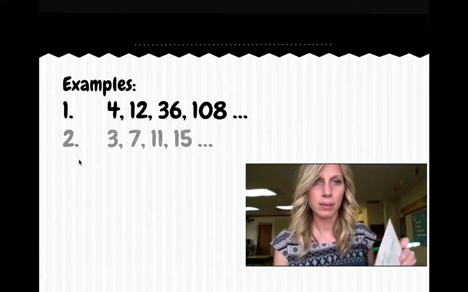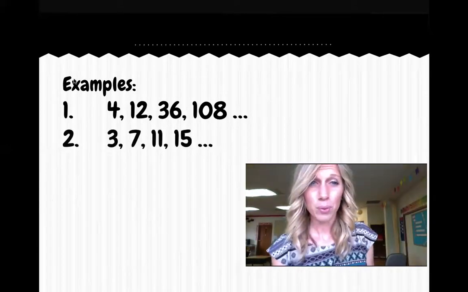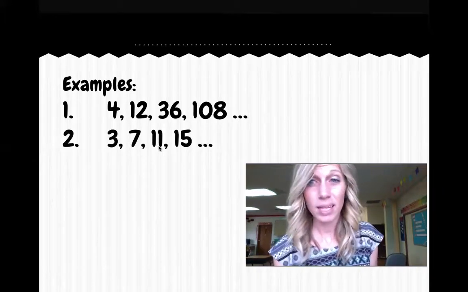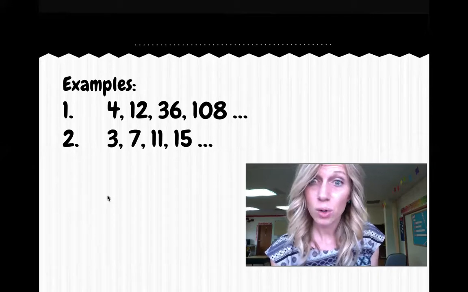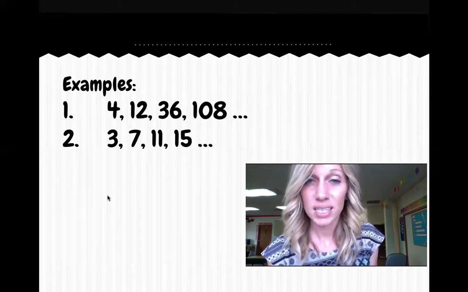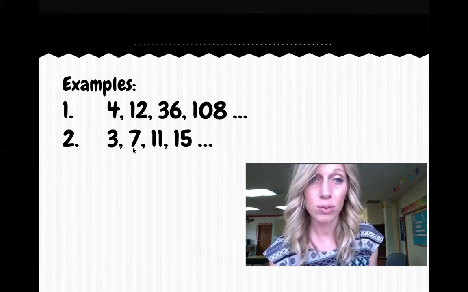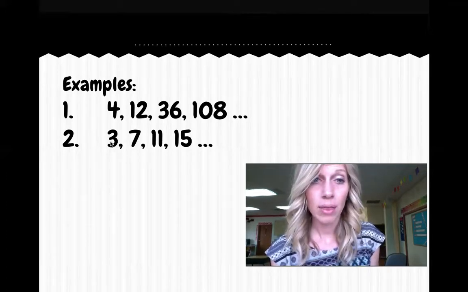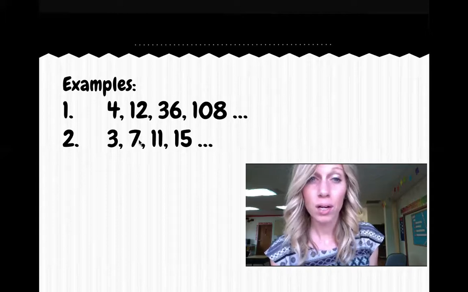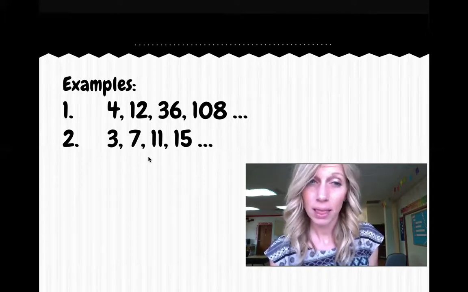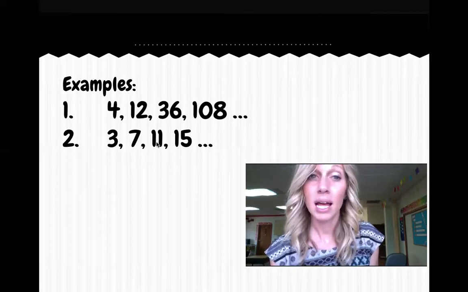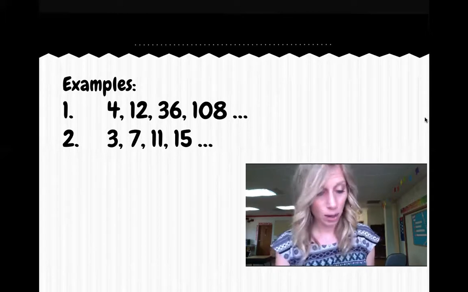Let's try another one. We go from 3 to 7 to 11 to 15. So our numbers don't jump that quickly, so we might want to start by looking if it's an adding problem. So 3 plus what is going to give you 7? Well, we know that 3 plus 4 equals 7. So let's check if that's our pattern. 7 plus 4 equals 11. 11 plus 4 equals 15. So it looks like that is our pattern.